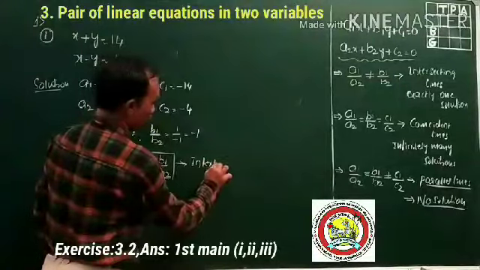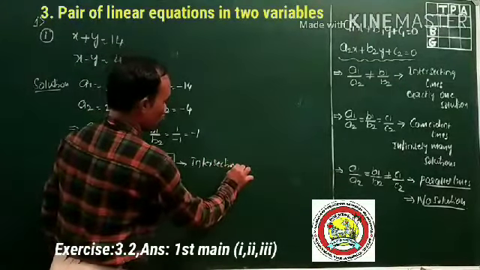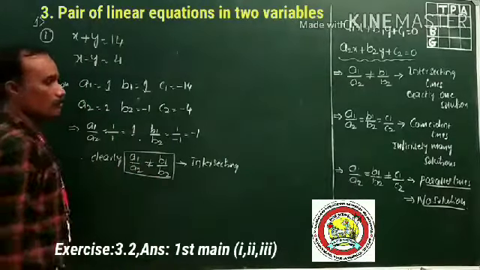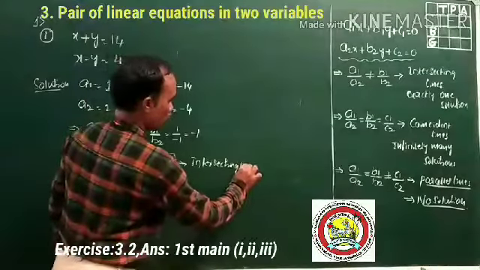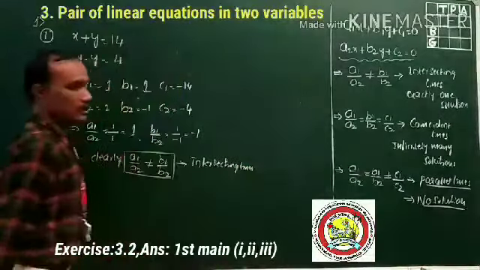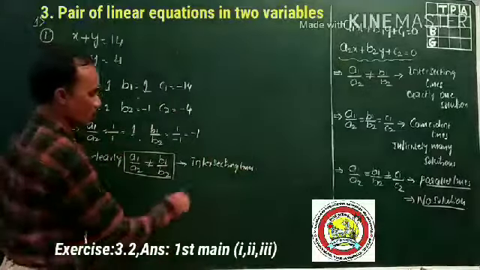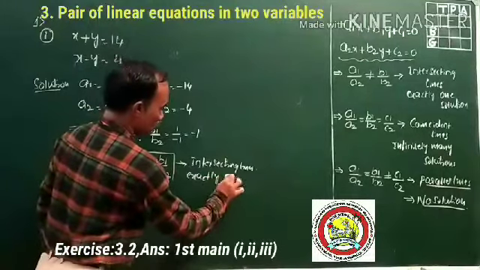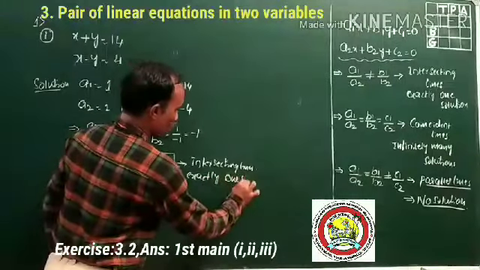Intersecting lines. This is very important. Before going to find the solution, compulsorily you have to check. If the lines are intersecting each other, what about the solution? Exactly one solution. It has exactly one solution.